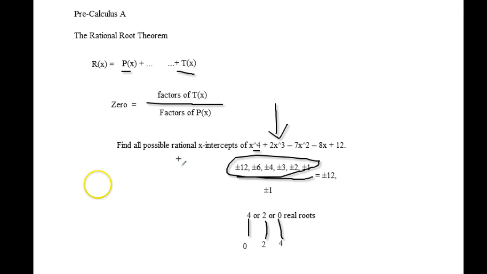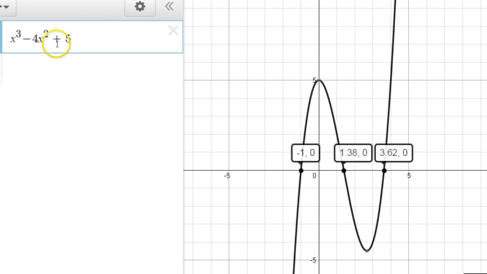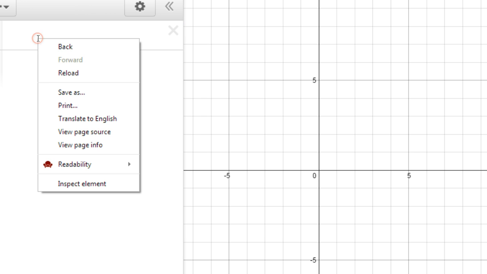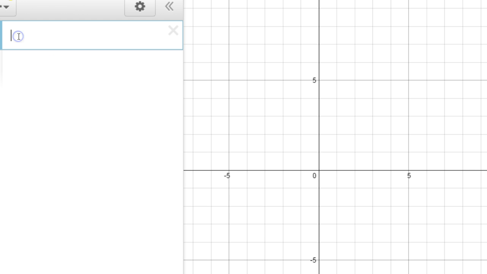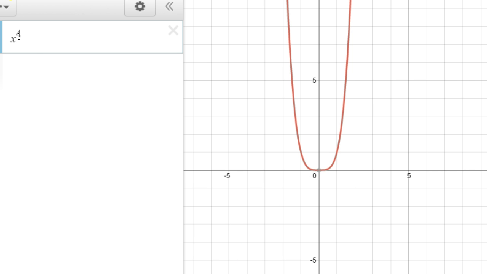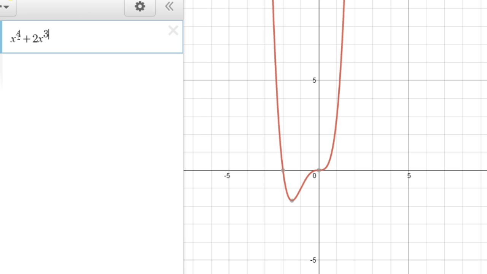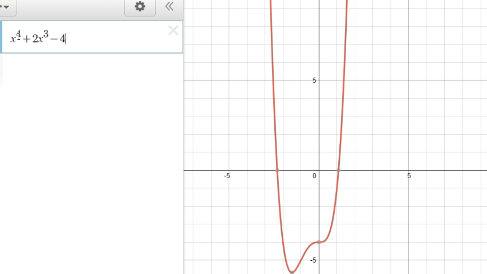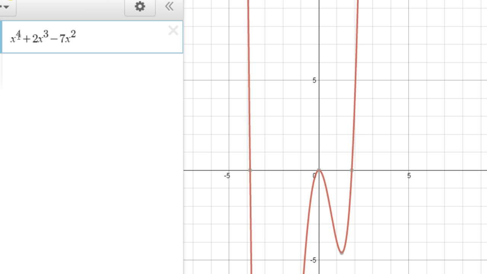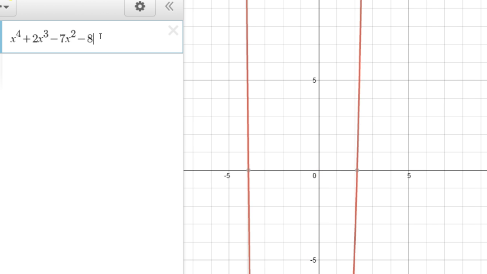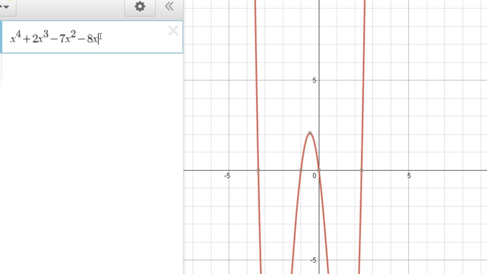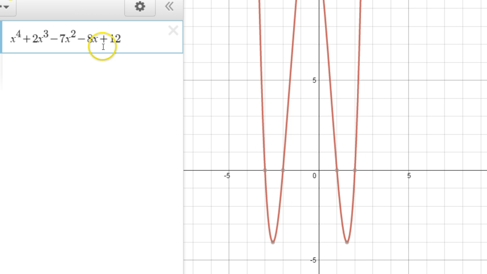Now this is if you had to do it by hand. I would strongly recommend going to your calculator. Let me see, what is it? X to the fourth plus 2x to the third minus 7x squared. As you can see, we're getting some pretty funky stuff going here. Minus 8x plus 12. So we have some stuff right here.